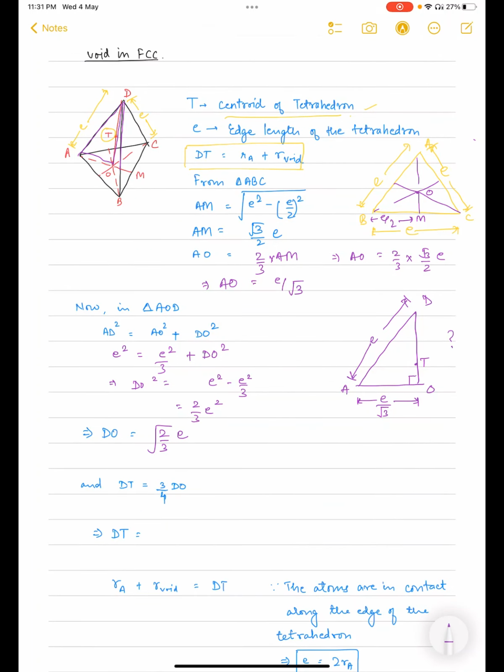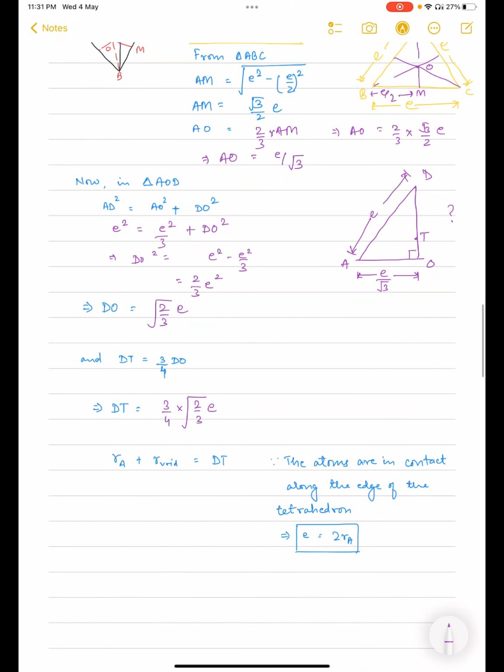Now DT is 3 by 4 DO. So this becomes 3 by 4 into under root 2 by 3 E. Plugging in this value to this equation, which is summation of atomic radius and radius of the void is equal to DT, we get Ra plus R void equals 3 by 4 into under root 2 by 3 E.